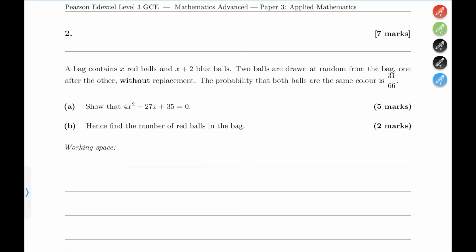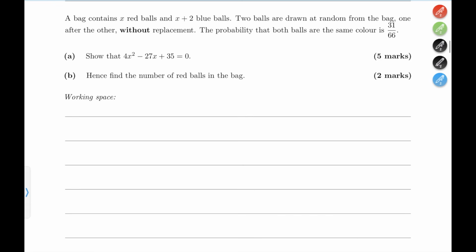A bag contains x red balls and x + 2 blue balls. 2 balls are drawn at random from the bag, one after the other without replacement. The probability that both balls are the same color is 31/66, and we have to show a quadratic. So let's start by writing an expression for the total balls. The total number of balls is equal to x + x + 2, which is equal to 2x + 2.